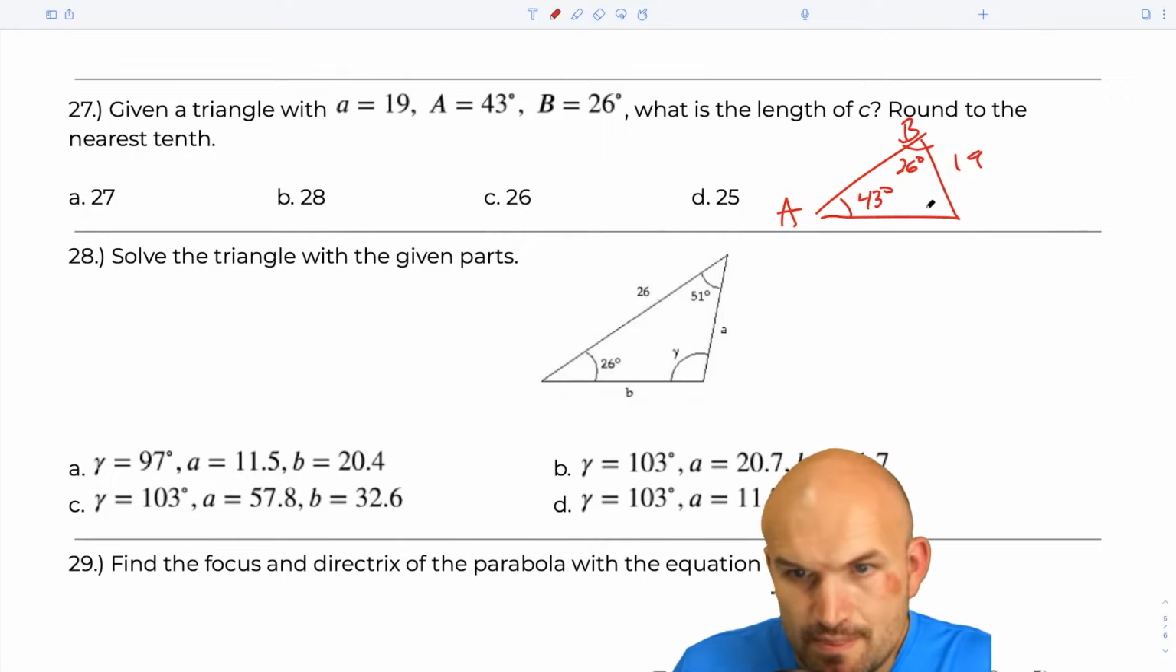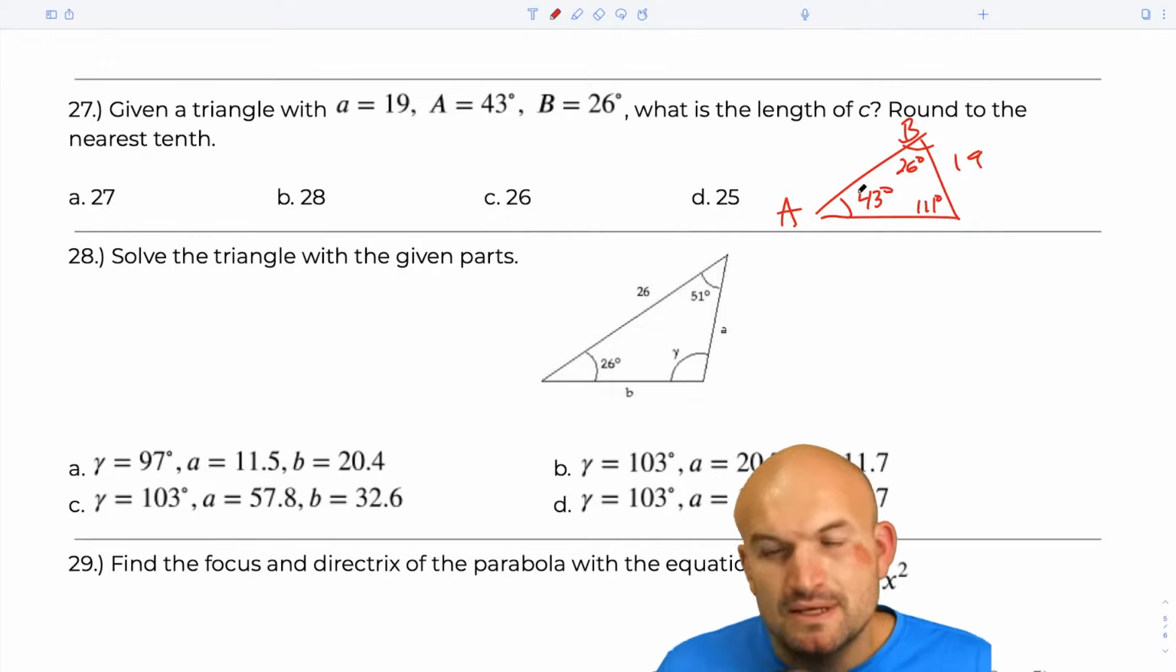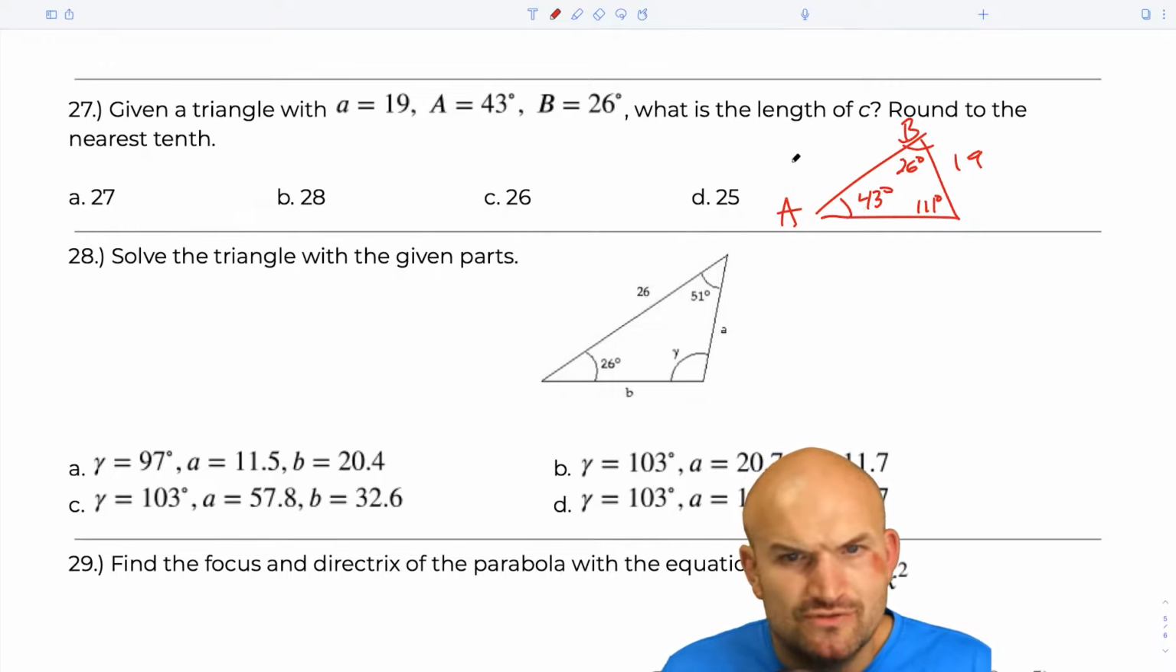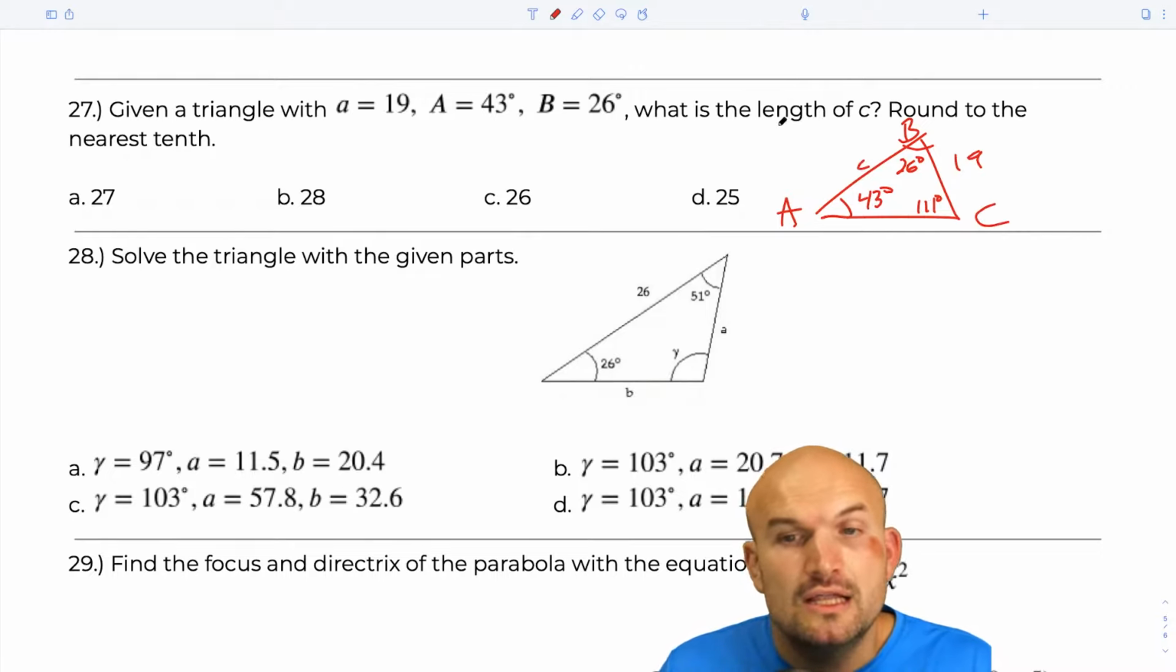So that's 111. Basically, what am I trying to do again? I am trying to find the length of C, so I'm looking for little c. So I'm going to use the law of sines.